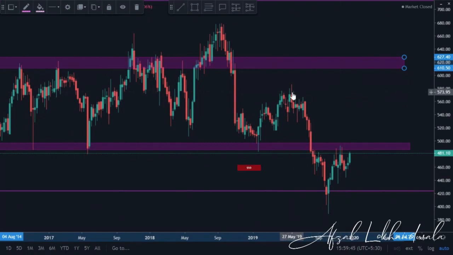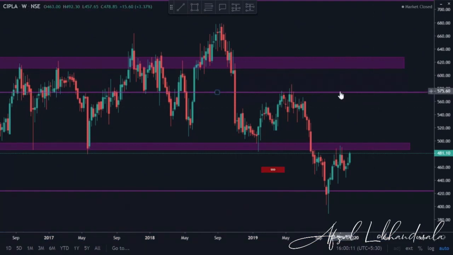Can you spot it? Yes, it is this area. Now if I draw a horizontal line here using Alt plus H, now this area is a dynamic area again. It has acted as a support here. Again it acted as a support here. And now it has acted as a resistance. Now this area has been identified from the weekly chart.